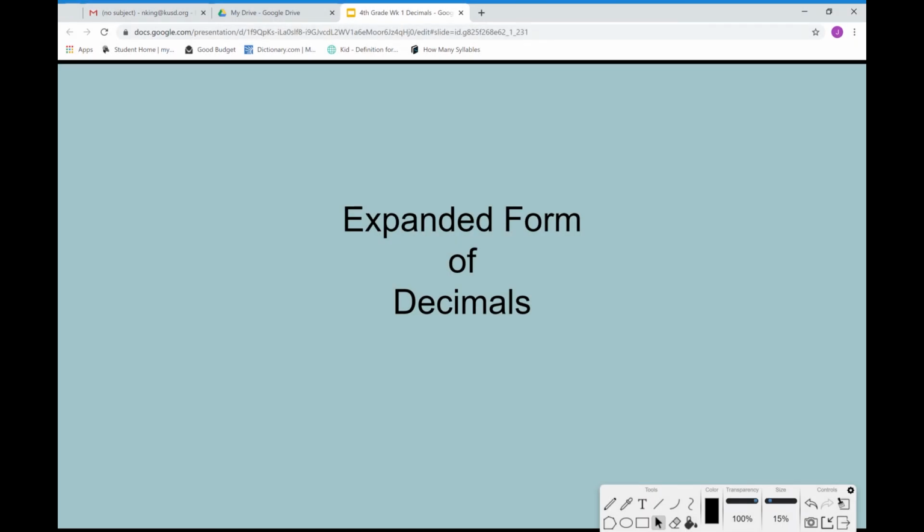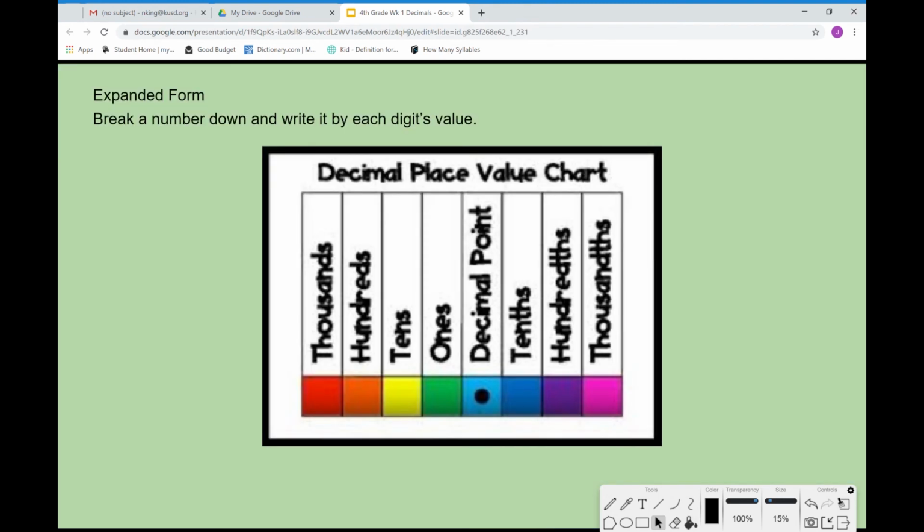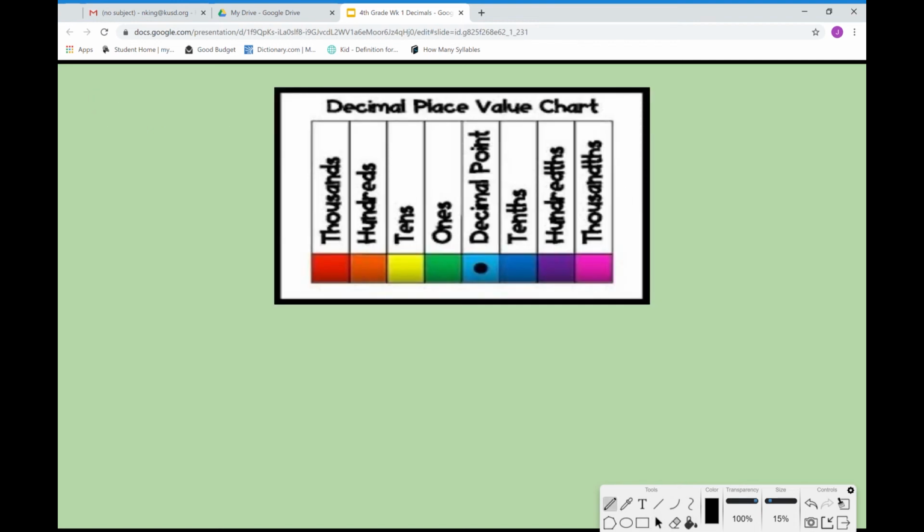Expanded form of decimals. Now that we have learned how to read and compare decimals, we need to look at the different ways to write decimals in expanded form. Remember, expanded form is when we take a number and pull it apart into its values based on their place in the number. In the number 763, we have 7 hundreds, 6 tens, and 3 ones.